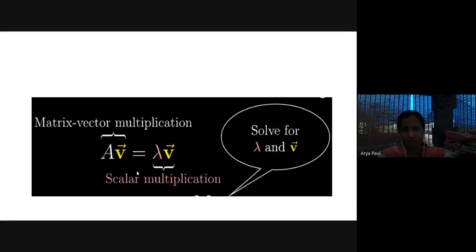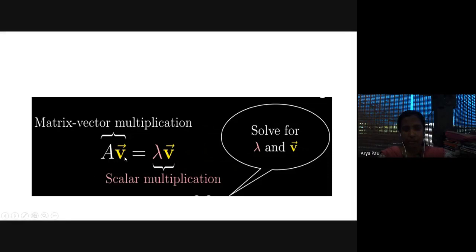Stretching means you are extending the length of a vector, or you are compressing the vector, or flipping the vector. All these applications need eigenvalue decomposition. So decomposing a matrix by means of eigenvalues and eigenvectors is very important, because it is used in many applications such as image processing, machine learning applications, etc.